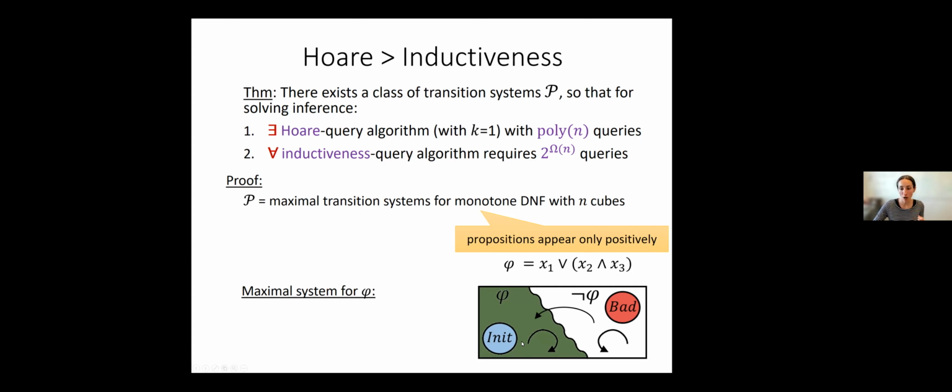Okay, so we will have all the transitions from every state that satisfies phi to every state that satisfies it, transitions from states that don't satisfy phi to states that don't satisfy phi, and transitions from states that don't satisfy phi to states that satisfy phi. The only transitions that we will not have are transitions from inside phi to outside phi. All the other transitions are there in the transition system. And the claim is that for such transition systems, for phi that is monotone DNF, if we take this class of systems, we have this gap.